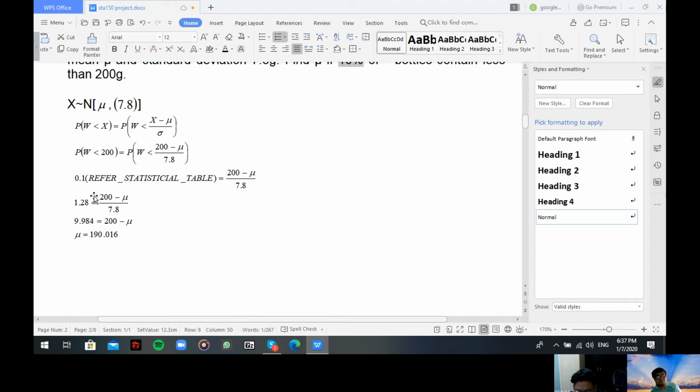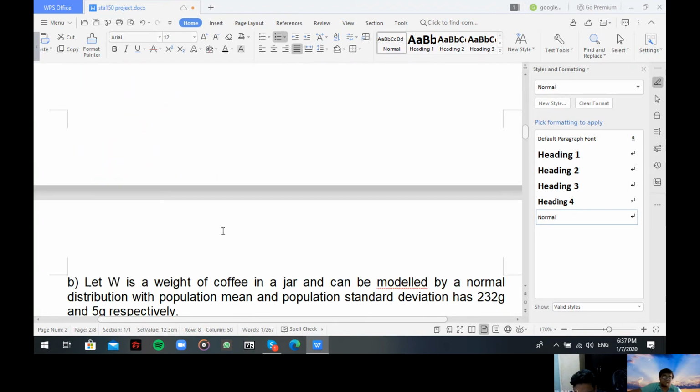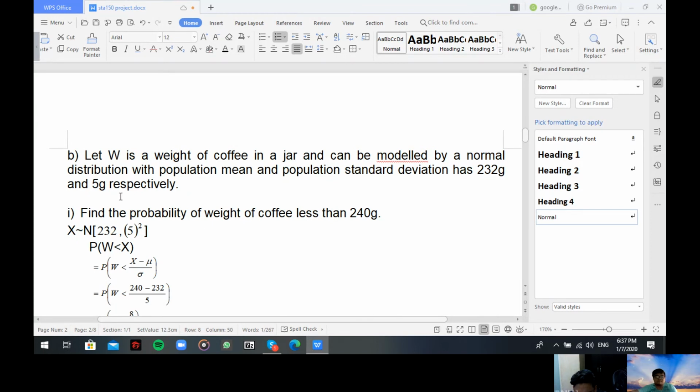So I changed the 0.1 to 1.28 because of the statistical table, and then I just put 1.28 equals 200 minus mean divided by standard deviation, and then I will get the mean. You will get 9.984 equals 200 minus mean, and you will get mean is 190.016. Okay, now let's move to question B.